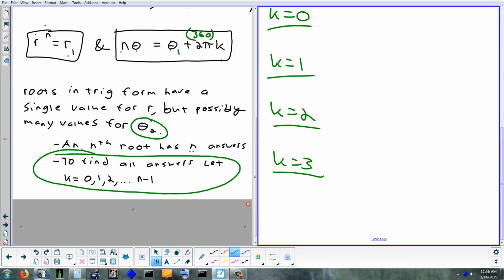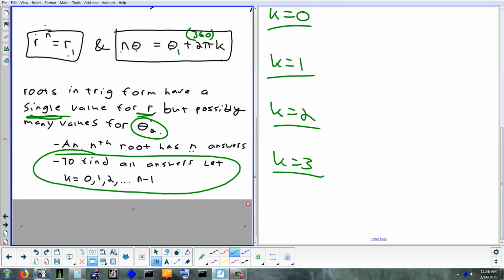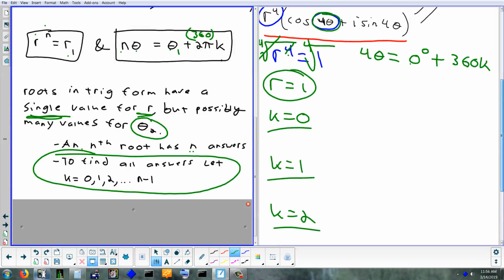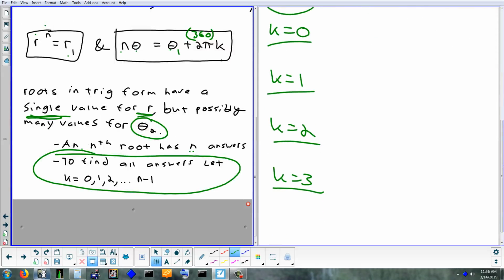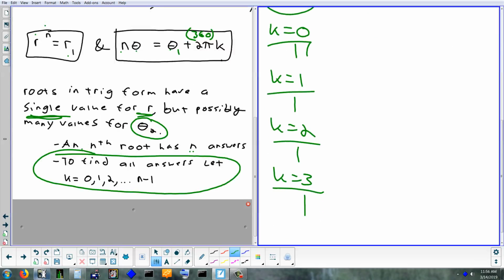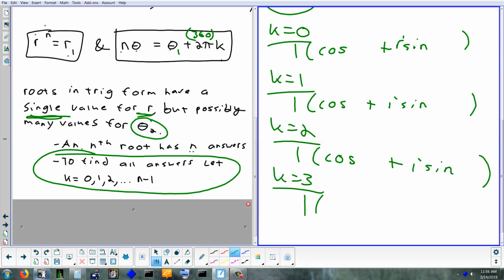So every problem has the same value for r. What did we find out r was? 1. So what I usually do, even though it's a lot of repetitive writing, is I set that all up first. Cosine, i sine, cosine, i sine, cosine, i sine. So now I have it all set up to write all my answers. I just have to figure out the angle for each one. Okay? That part's very easy.